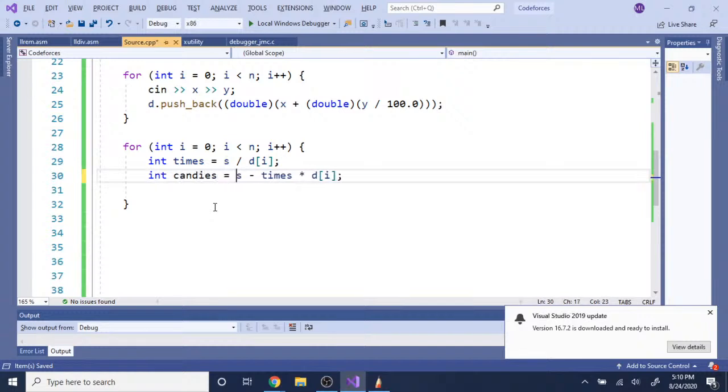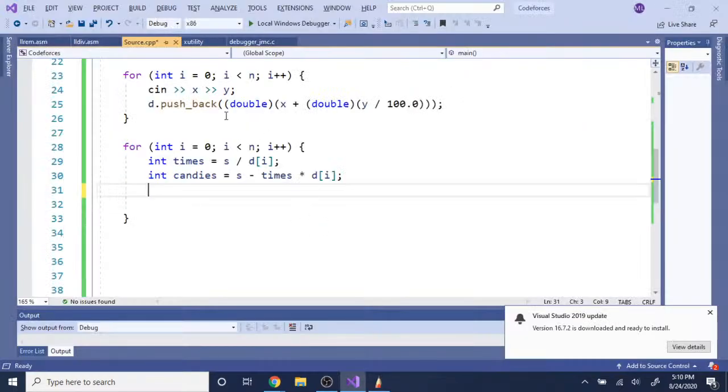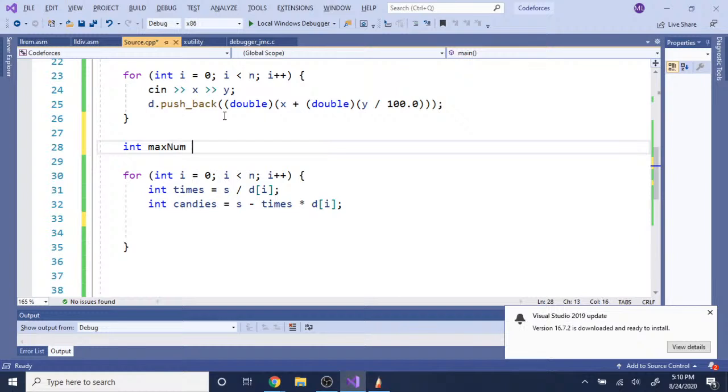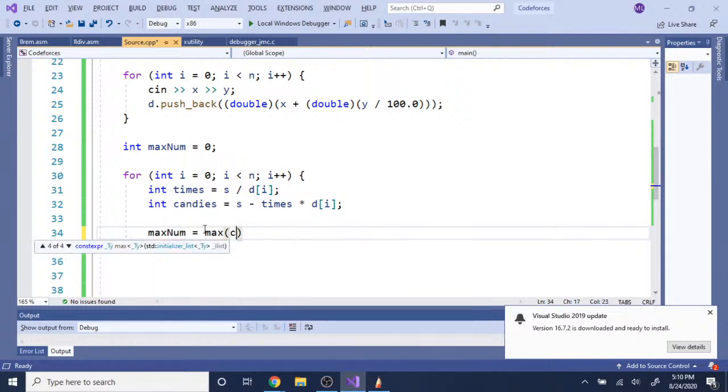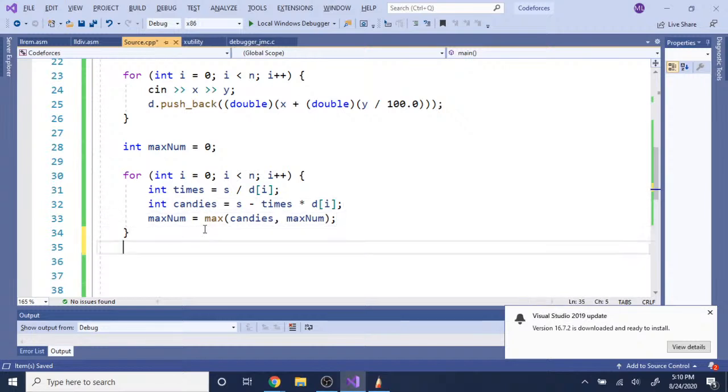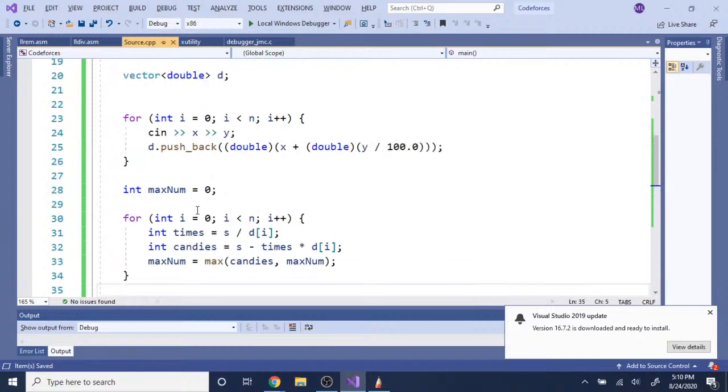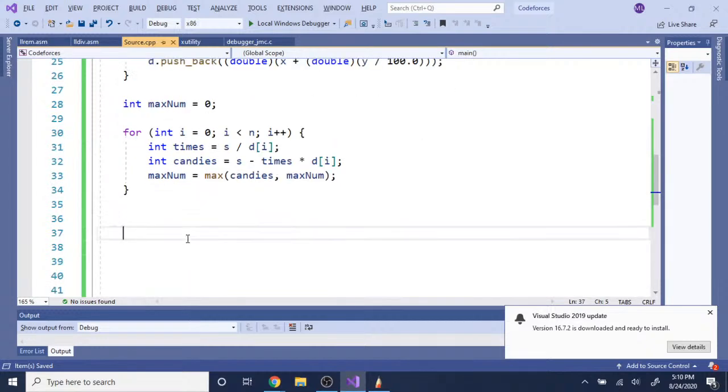candies, right? Sweets. Then we want the maximum, so we need like a maximum 0, and then we do maximum is equal to max of candies and max num. We could do that. I think this would work. I don't know. At the end, if you can't buy anything, let's say you can buy anything. So like, let's say it was like 5, and then it was like 10.